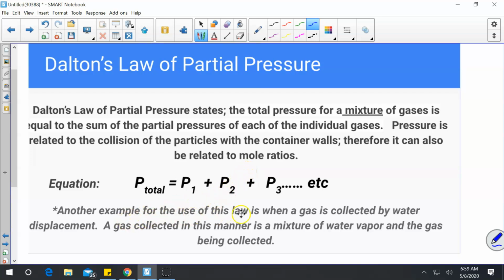Another example for use of this law is when a gas is collected over water, because when you collect over water, or by water displacement, you're going to have a mixture of gases in there, and that mixture of gases is going to be water vapor and the gas being collected.